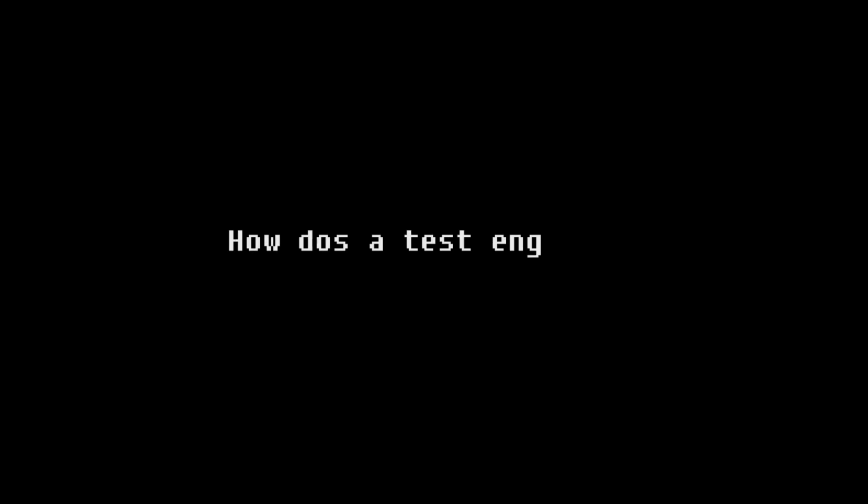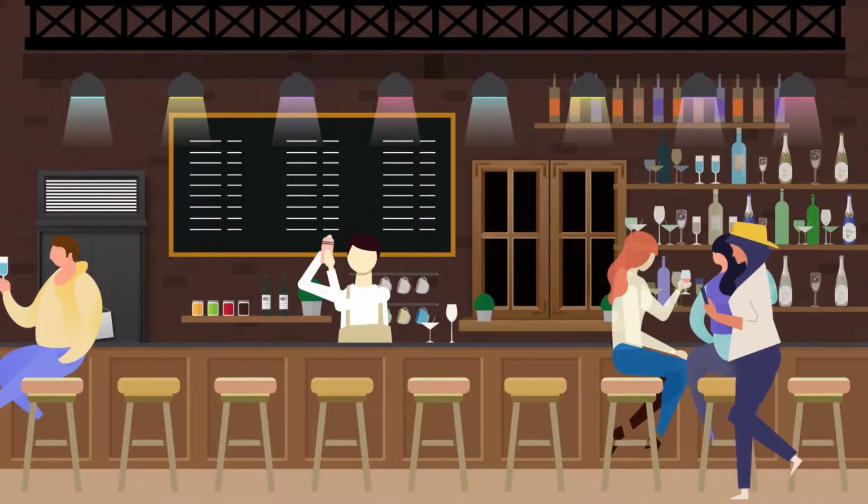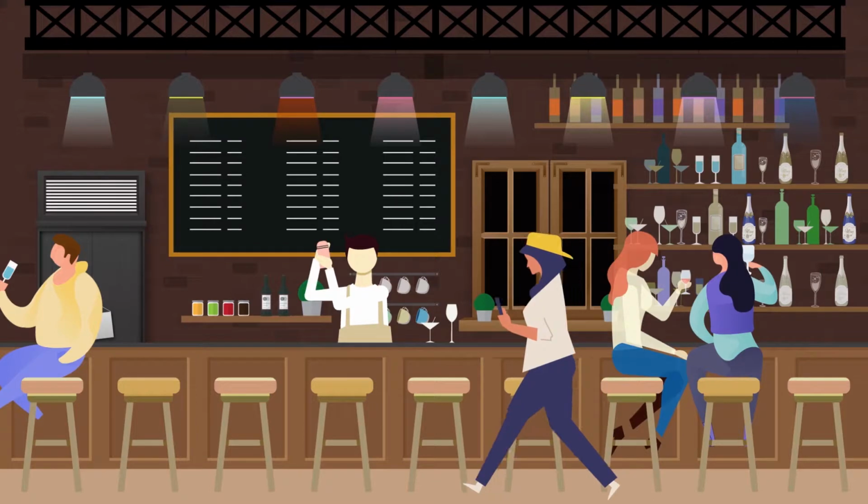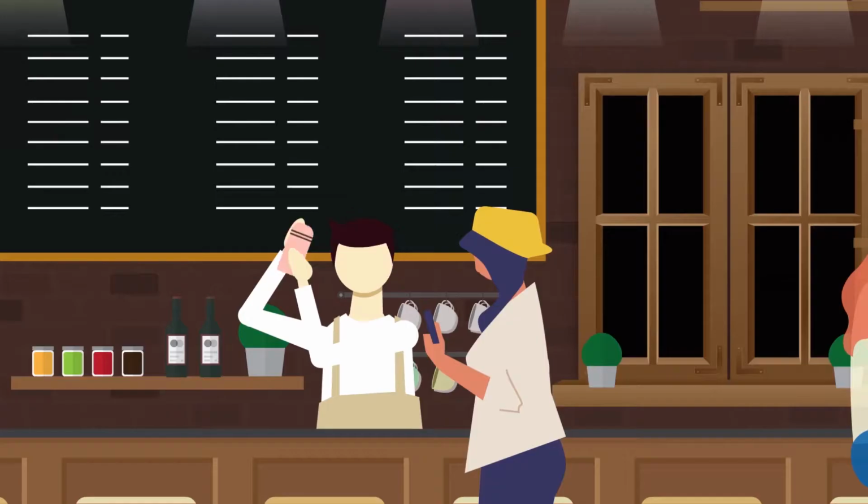How does a test engineer test a bar? Test case 1. A test engineer walks into a bar. I'd like to have a bottle of beer.